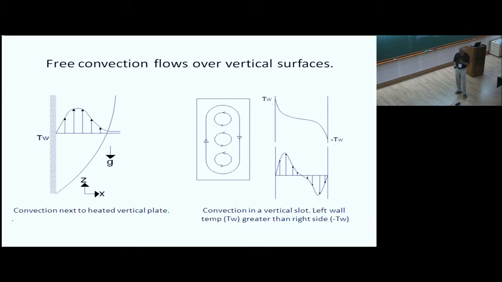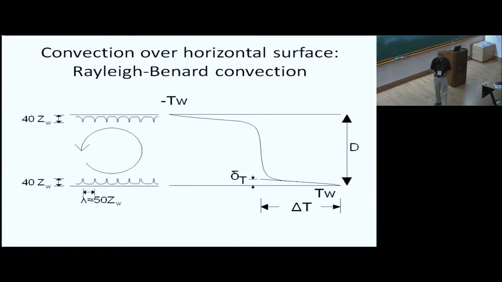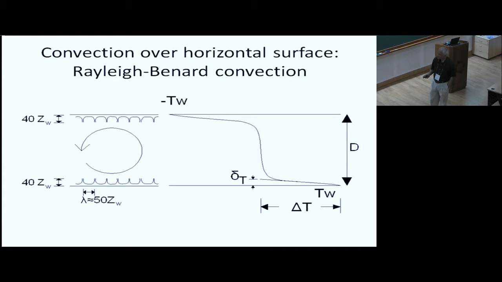Free convection flows are roughly categorized into ones created by vertical surfaces, which are easier to understand. For example, if you have a vertical plate which is heated, you get a boundary layer which rises along the plate. Similarly, if you have a slot with a temperature difference between two vertical surfaces, you'll get convection with fluid rising on the warmer side and falling on the colder side. But more complicated are those flows created on horizontal surfaces which have some sort of temperature difference.